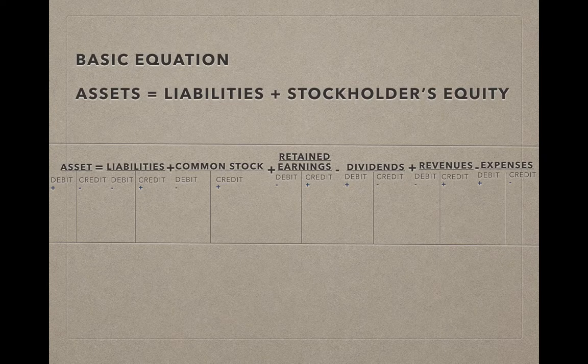Okay, so as we previously learned about the basic equation, which is assets equals liabilities plus stockholders' equity, now we're going to take a look at the equation: assets equal liabilities plus common stock plus retained earnings minus dividends plus revenues minus expenses. If we look again at this equation, there are debit and credit rules here. This is important for all of you to memorize.